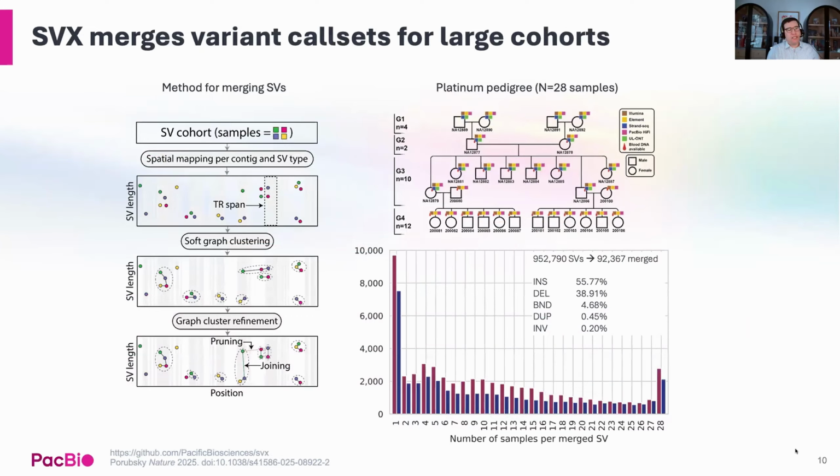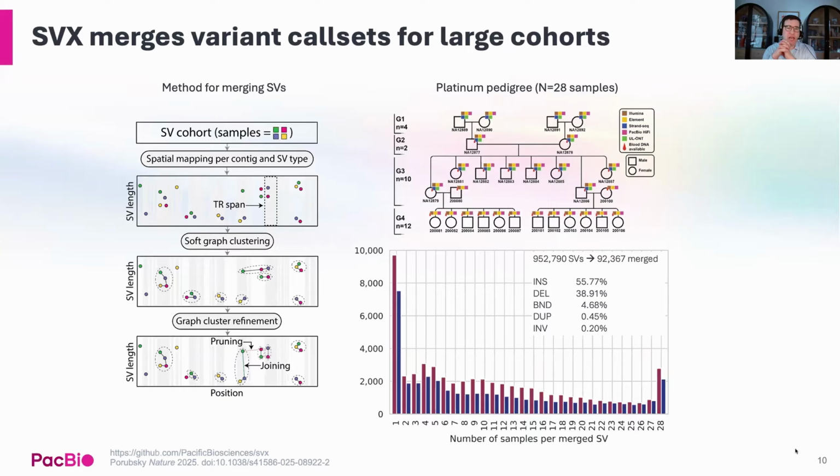For larger sets, beyond this scale of 10, when you're looking at hundreds, thousands, or as we'll hear from Mike today, thousands and tens of thousands, we've developed a method called SVX that merges variant call sets from large cohorts. So here, the approach for SVX is that each individual in the cohort has variant calling applied separately to them. So if you're, say, looking at 1,000 individuals, it'd be running Sawfish 1,000 times, producing 1,000 VCFs, and then SVX would take those 1,000 VCFs and unify them, producing a joint call set.